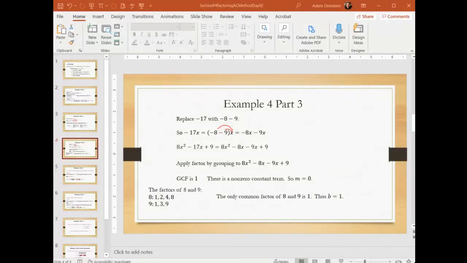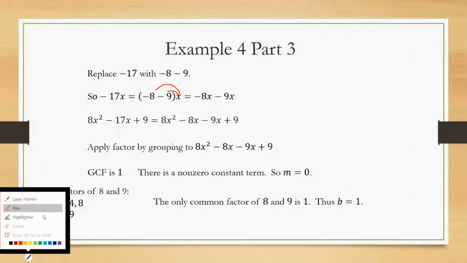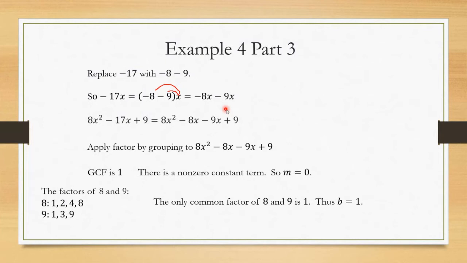So now we have a polynomial with 4 terms. Okay, that's good, right? Again, we basically obtained that by replacing negative 17 with negative 8 minus 9. And up here, I showed what the minus 17x will become once we do this replacement.